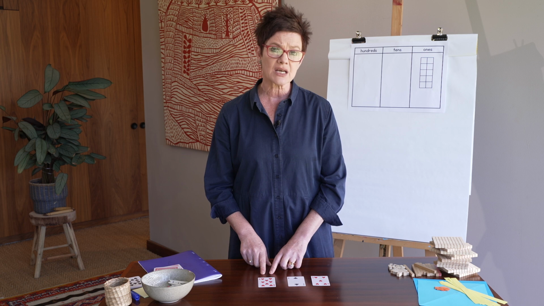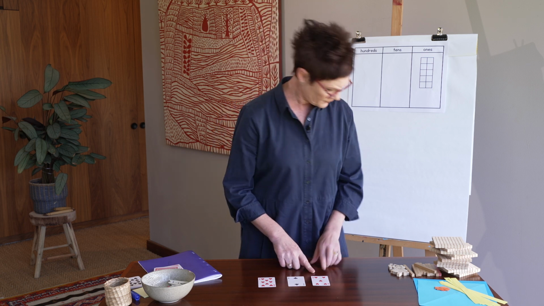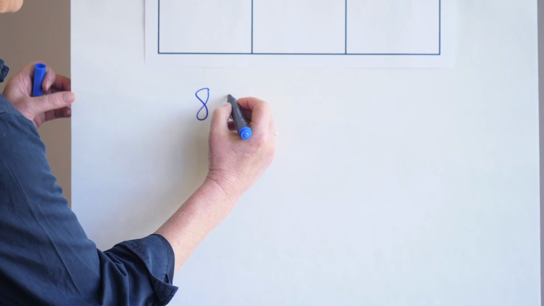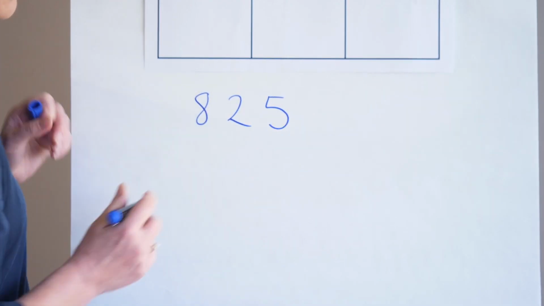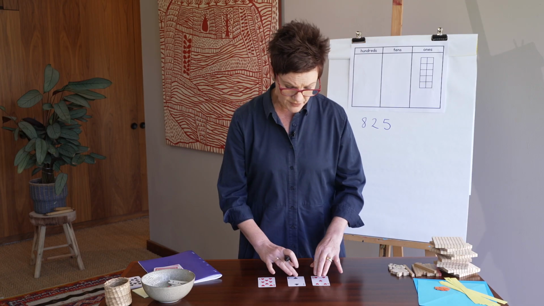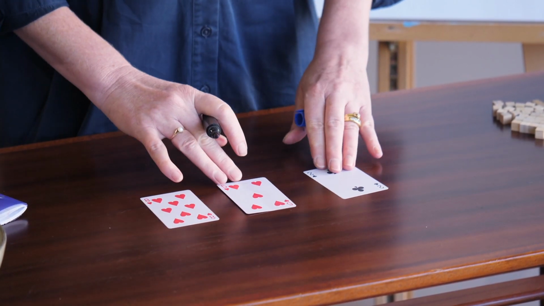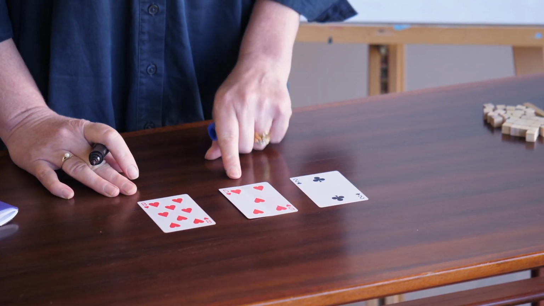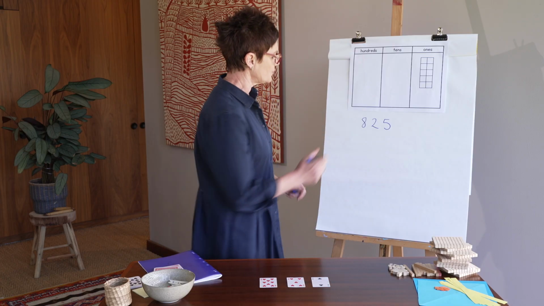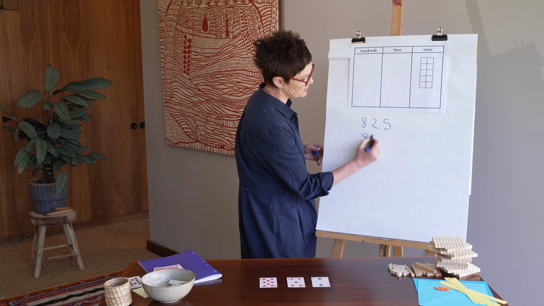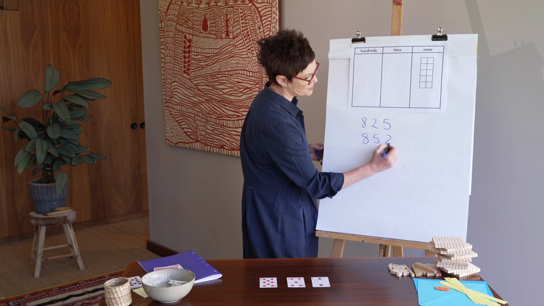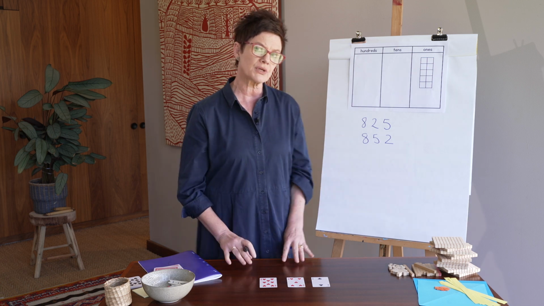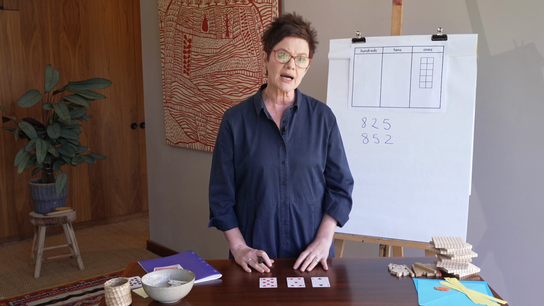I have 825. I'll write that down. And I also have, if I switch my tens and ones, I now have 852. Okay, here are 2 ways I can make 3-digit numbers with my cards.